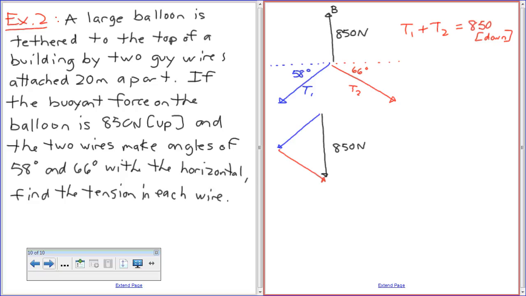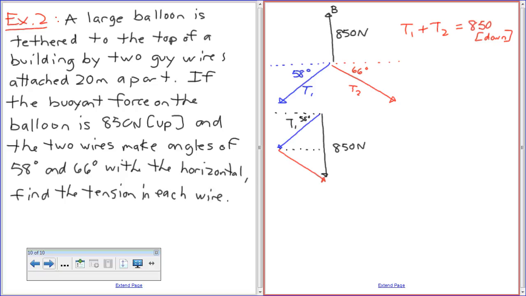Does the triangle have to look like that? The other way it could look is you could have done the red one first, and then the blue one like this. But it has to be these two added together, and then equals something going downward. So this is going to be T1, and this is 58 degrees.